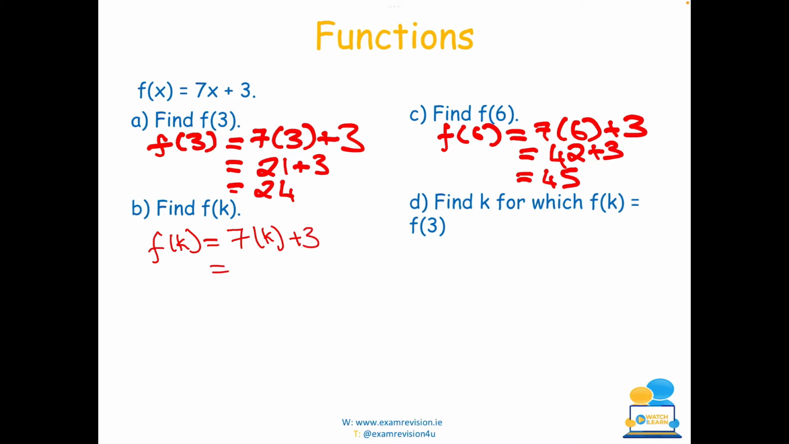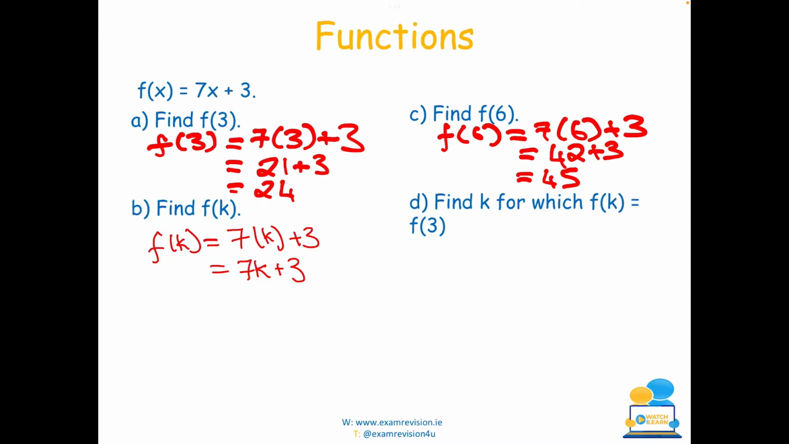Seven multiplied by k, well that's 7k. And then we have add 3. Our last question then is a bit more difficult. So it says find k for which f of k is equal to f of 3.